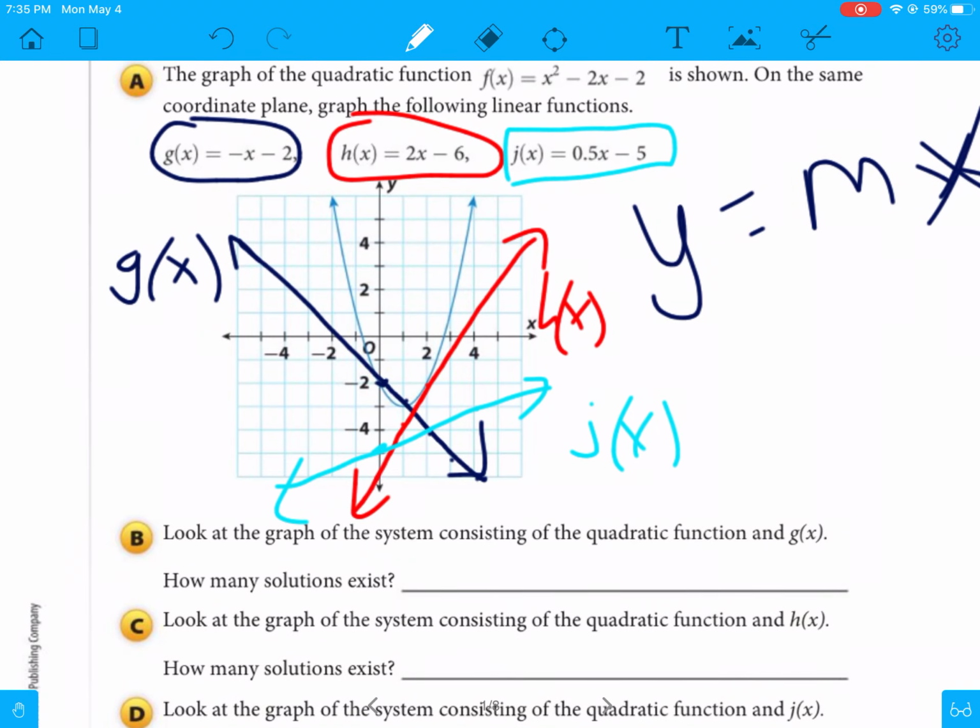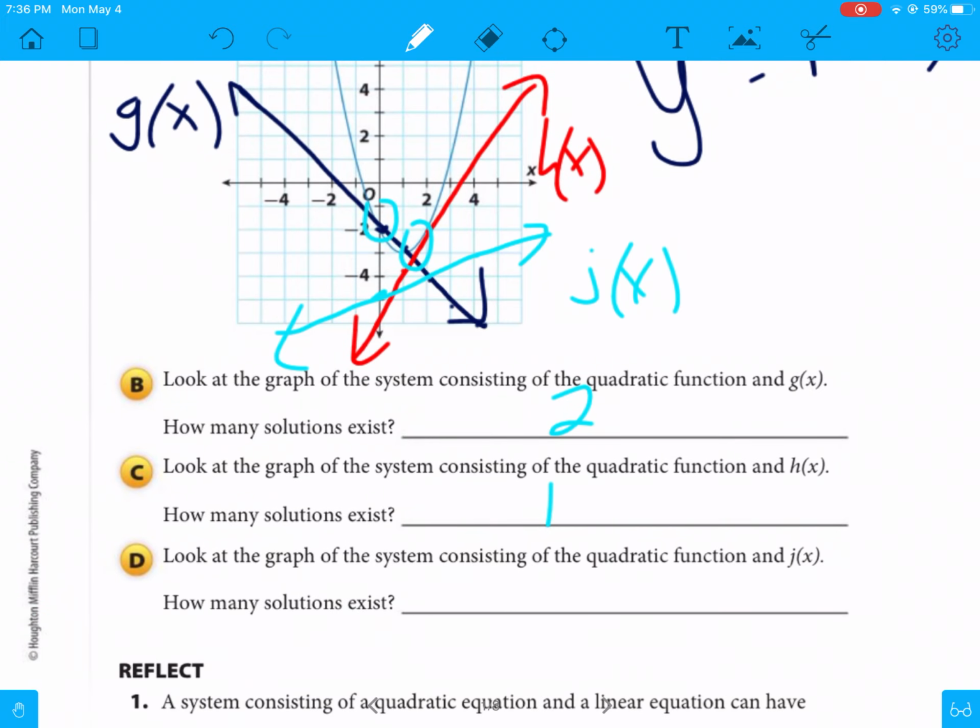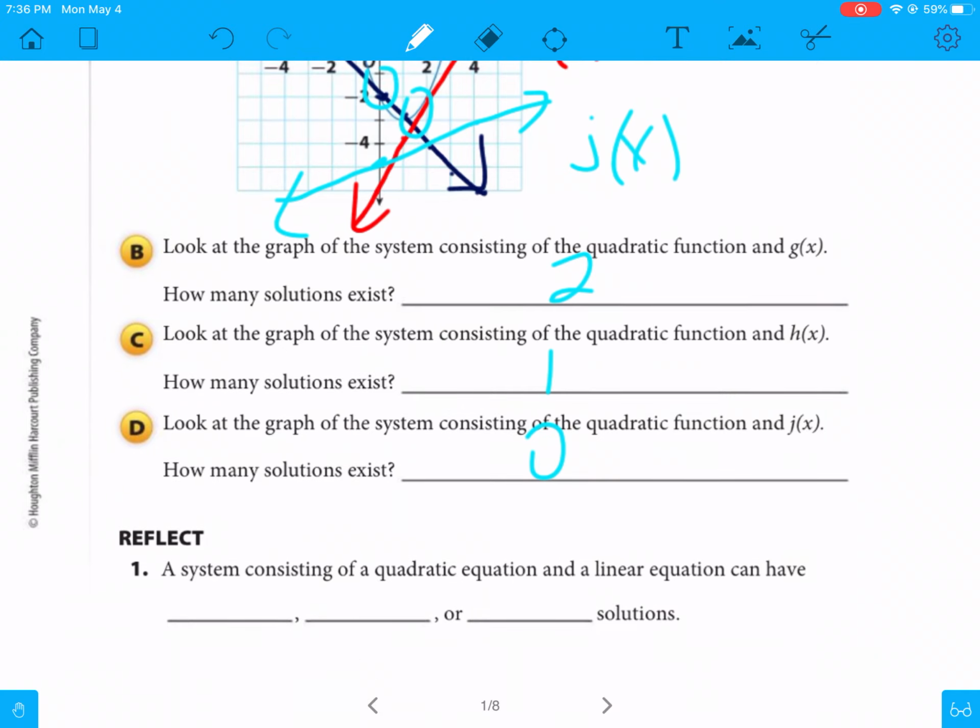So if you look at g of x, how many solutions exist? That's how many times that straight line actually crosses the parabola. And it looks like it has 2. Look at the graph for h of x, that's the one in the red. So it crosses 1 time. And then the j of x, 0 times. So remember, you can have 0, 1, or 2 solutions. So basically, a system containing a quadratic and a linear equation can have 0, 1, or 2 solutions.